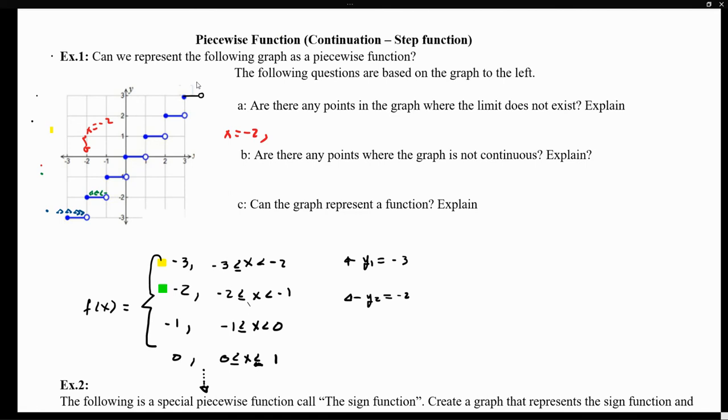But notice that we have the same problem also at negative 1. If we approach negative 1 from the left, we're hitting the value of negative 2. If we're approaching negative 1 from the right, we're approaching the y value of negative 1. So notice that at x equals negative 1, also the limit does not exist.